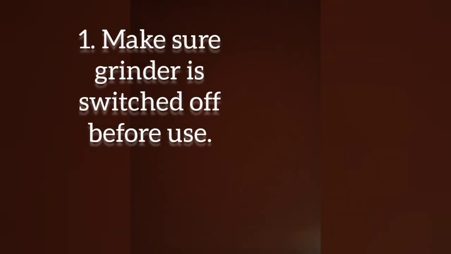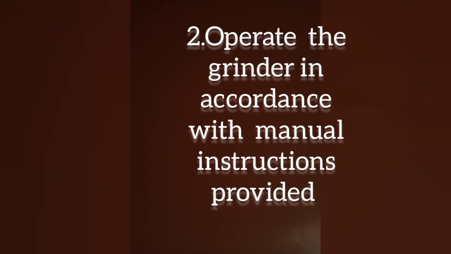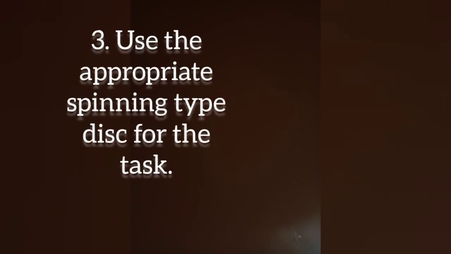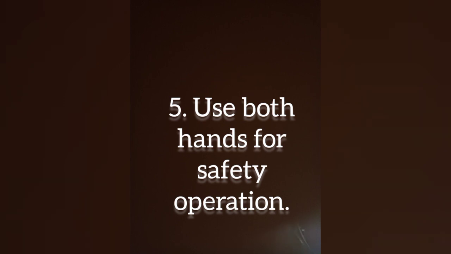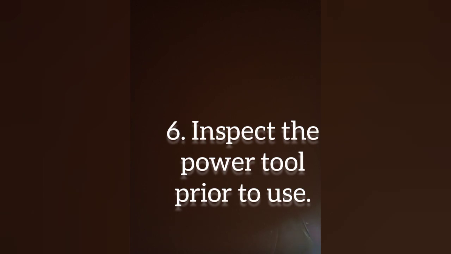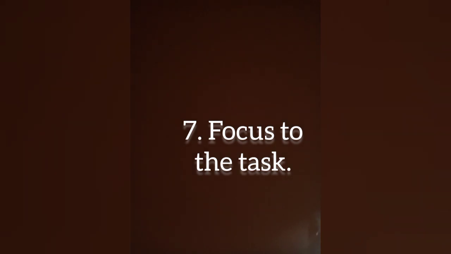First, make sure that the grinder is switched off before plugging it into a power supply. Read and operate the grinder in accordance with the instructions provided in the user manual. Select and use the appropriate type of spinning disc for the task. Keep the safety guard on the grinder at all times. Use both hands for safe operation of the grinder. Inspect the grinder before use and replace parts as necessary. And lastly, maintain complete focus and take regular breaks.